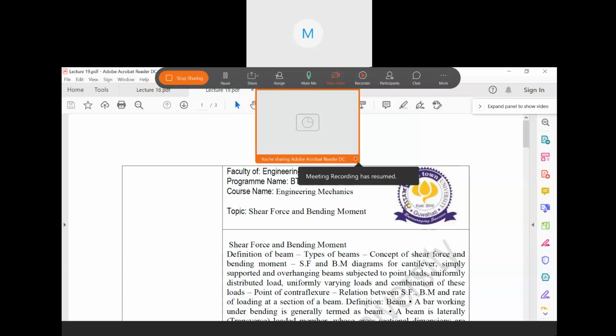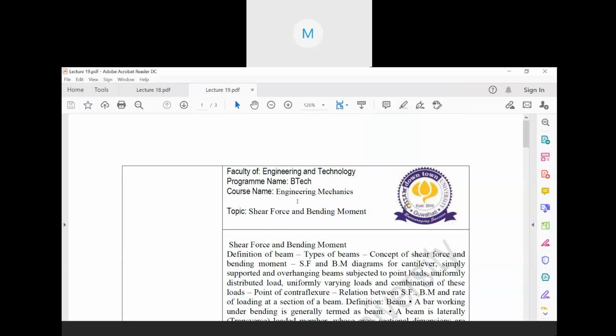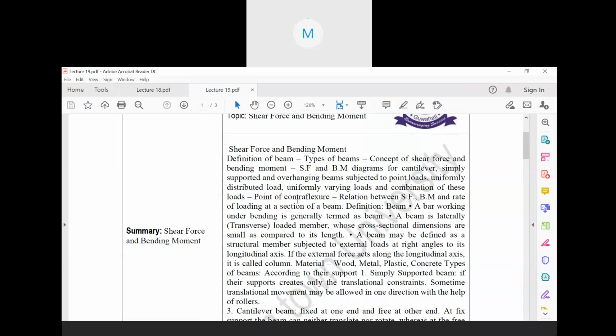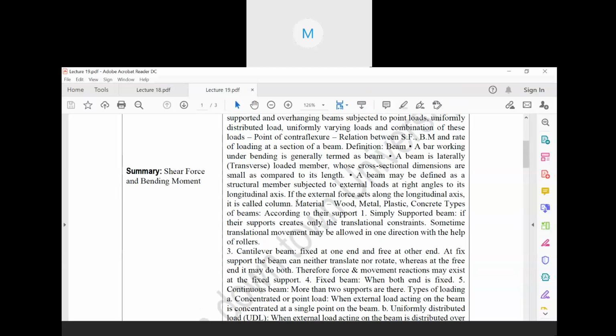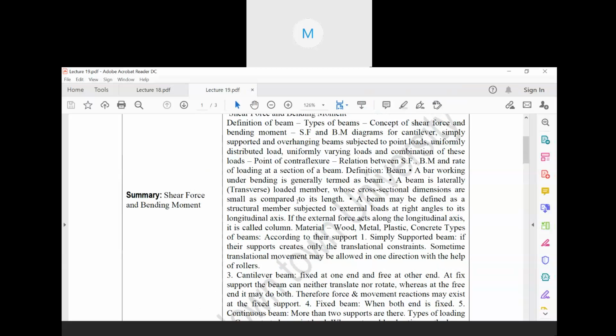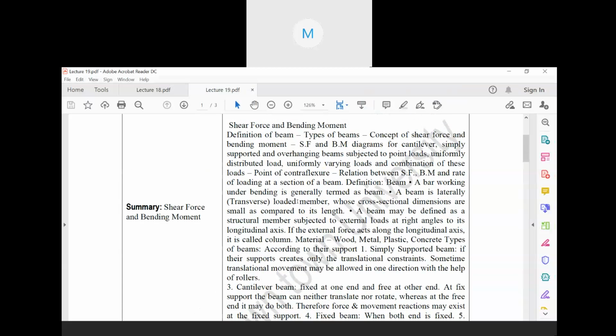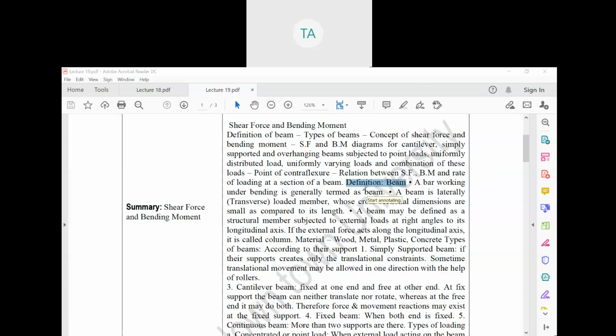So now let us understand some basic definitions. Number one is what? Hello, can you see this? Yes, sir. Okay, so let us start the next unit now. Number one is the definition of a beam. What is actually a beam?